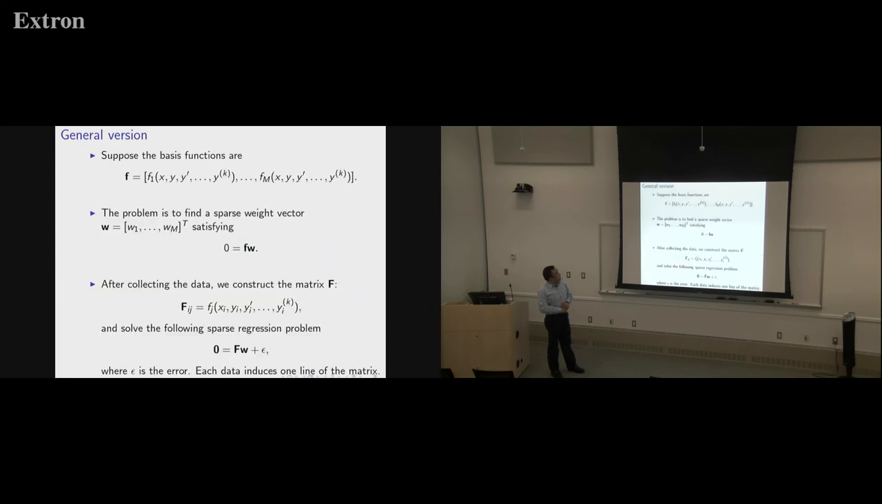So the setup is the following. We want to build up basis functions that contain all the information. You give me only X and Y. X is input, Y is output, right? This is all the information you need to give me. Then I learn a PDE equation for you, containing the y and the x.